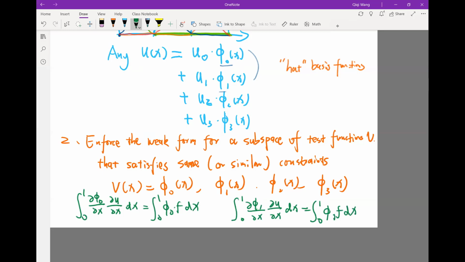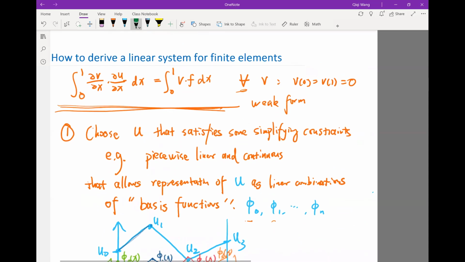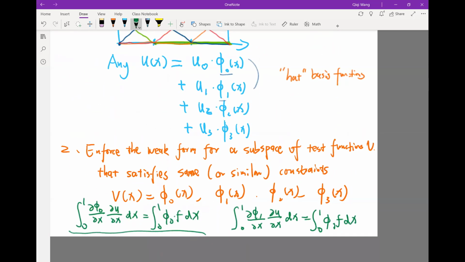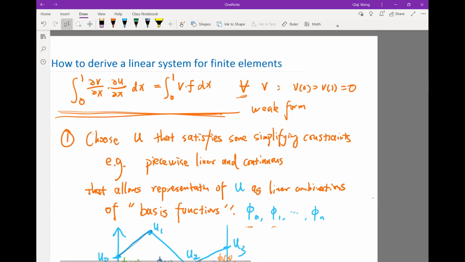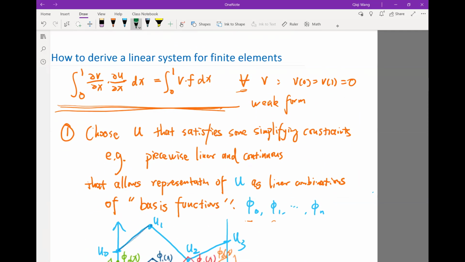So if my solution satisfies both these equations, then if I add these two equations together, what do we get? We get basically the same equation, except that phi0 is replaced by phi0 plus phi1, right? We basically satisfy the equation for v equal to phi0 plus phi1. Or if I perform any other linear combination of these two equations, I actually obtain the weak form for v equal to any linear combination of phi0 and phi1.